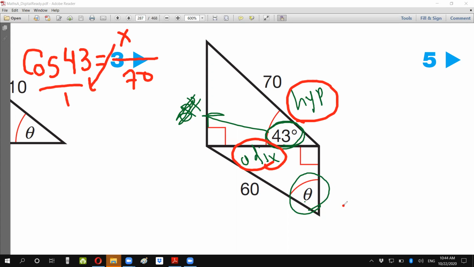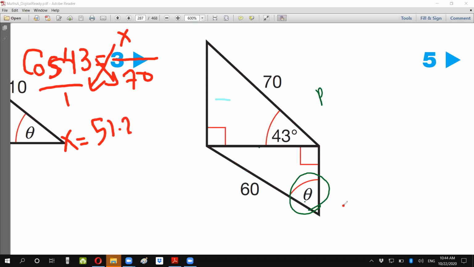I will make it over 1 and cross multiply. X is equal to cosine 43 times 7, which is 51.2. So I will erase here and write 51.2, and go to the second triangle.